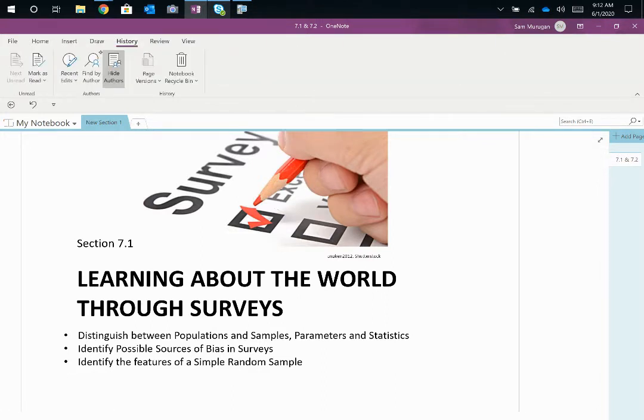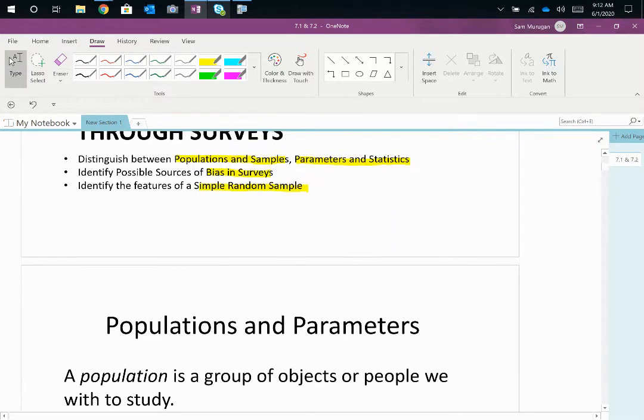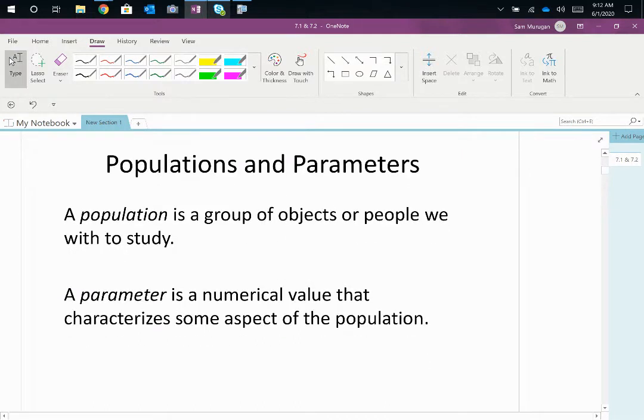We're going to first learn how to distinguish between population and samples, identify possible parameters and statistics. Notice population and samples go together, parameter and statistics go together. Identifying possible sources of bias in surveys, and identifying features of a simple random sample. Let's begin by looking at some definitions.